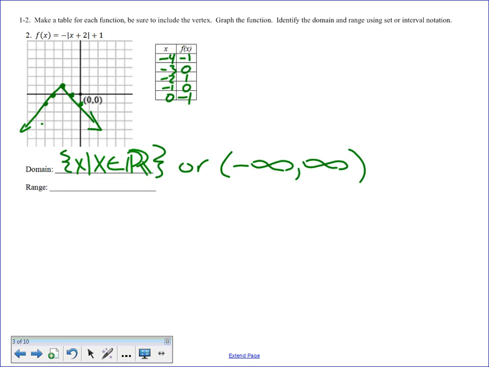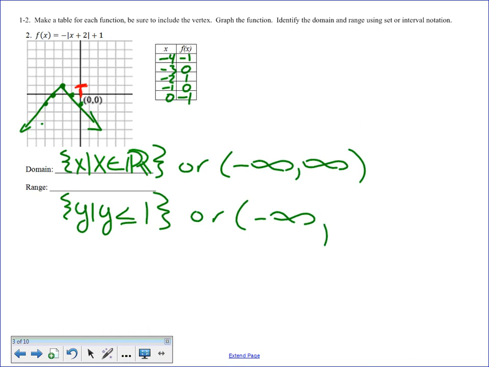The range is a little bit trickier. The range is all values of y such that y is less than or equal to 1. Remember, when we're talking about the domain and range, we want to map back to the axes. There are no y values greater than 1. Or -infinity up to 1.